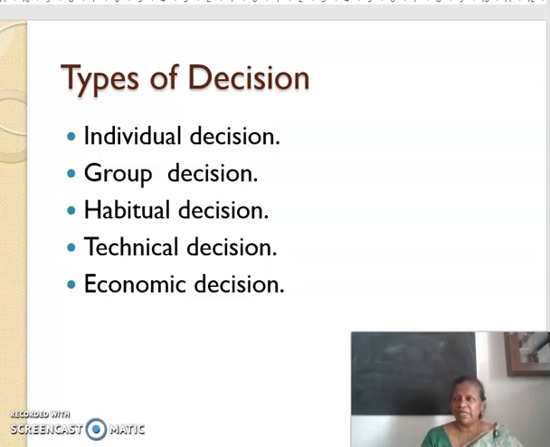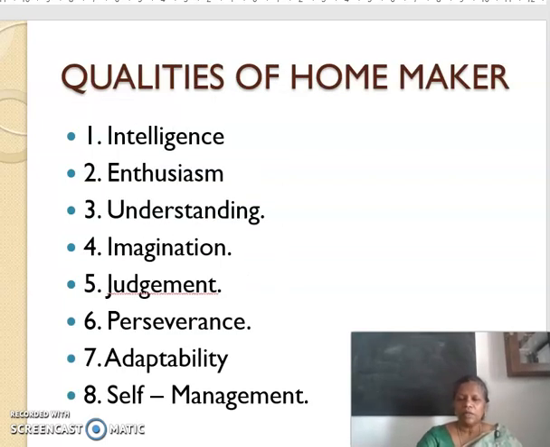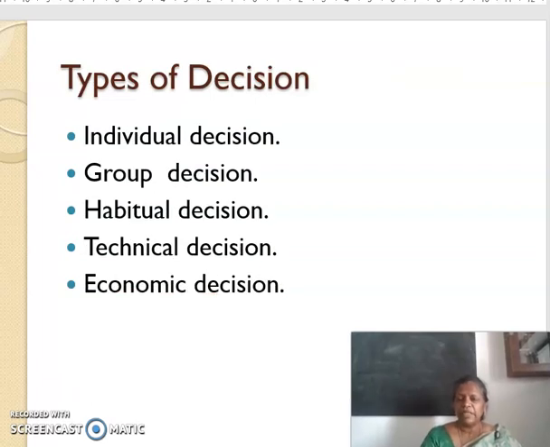Technical decision making. When we are in our job, we have to take some decisions, whether we have to give up a job or whether we have to continue the job, etc. That is called technical decision making. The next one is economic decision making. Economic decision making means how we can contribute something to the family, what we can contribute, etc. In what way the homemaker can contribute something to the family, that is called economic decision making.